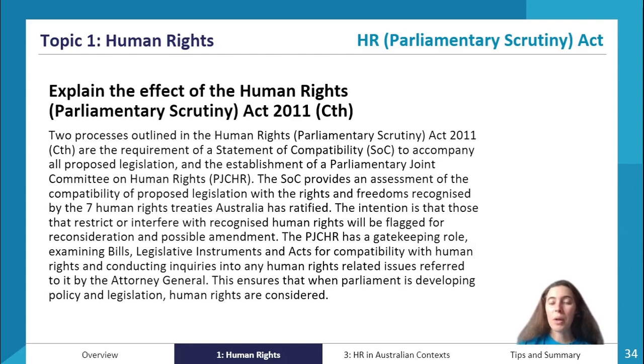So when we look at the title of this act, it's about parliamentary scrutiny. So it's about keeping the government accountable, making sure that we've got that compatibility, we've got that oversight, so everything is working together cohesively rather than having contrasts between different things that are introduced.